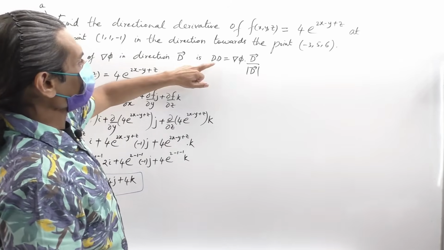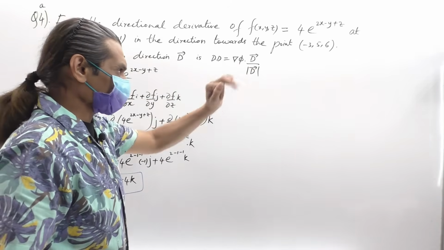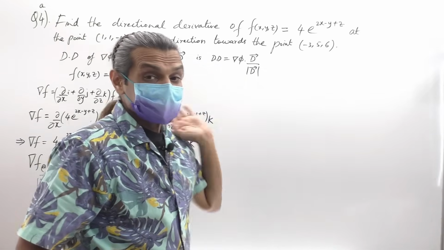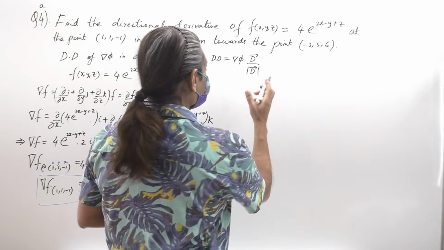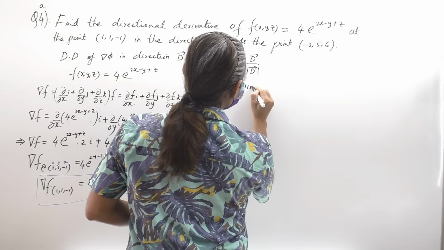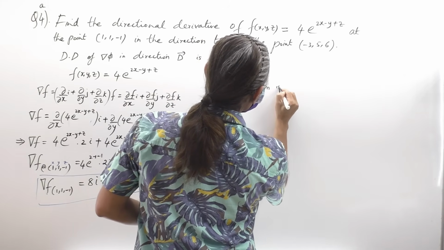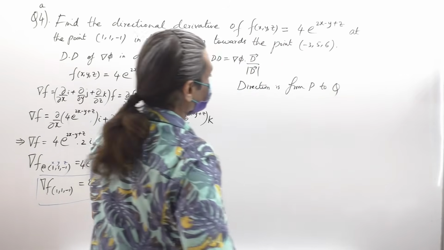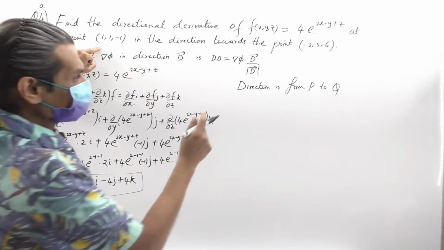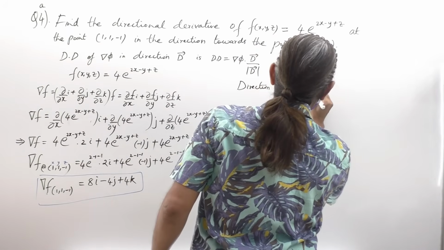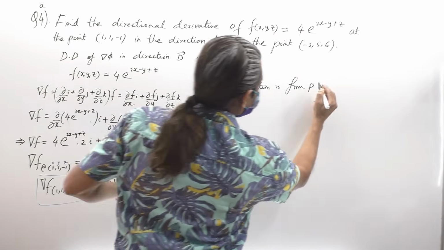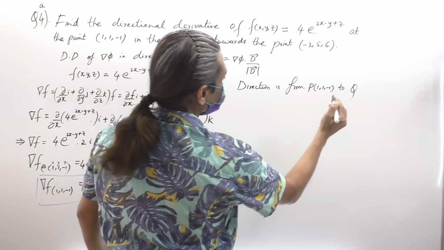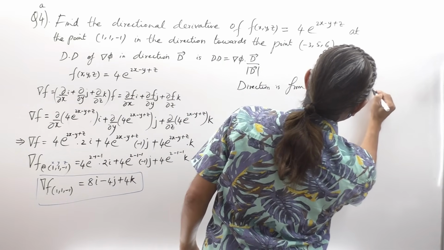Now since the directional derivative is del phi into d vector by modulus of d vector, in place of del phi we found del f. But we need to know the d vector direction. What direction is given? A very important point here. Direction is from P to Q, I take. Let's take this as P. What is P? 1, 1, minus 1. To, I'll take say, Q. What is Q? Let's take minus 3, 5, 6.